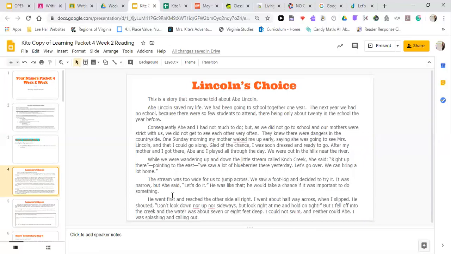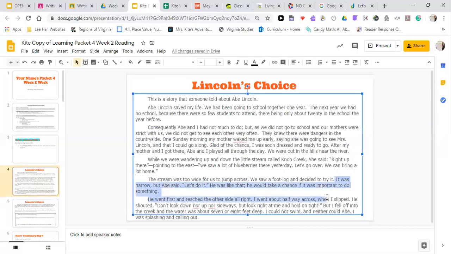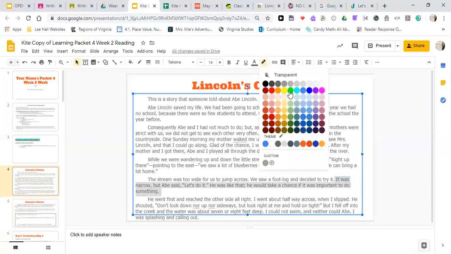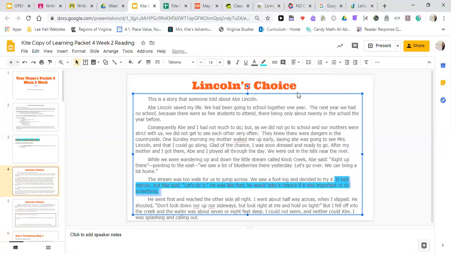The stream was too wide for us to jump across. We saw a foot long and decided to try it. It was narrow, but Abe said, let's do it. He was like that. He would take a chance if it was important to do something. I think the fact that Abe would take a chance if it was important to do something is very, very important to us when we're determining the theme or the message of the story.